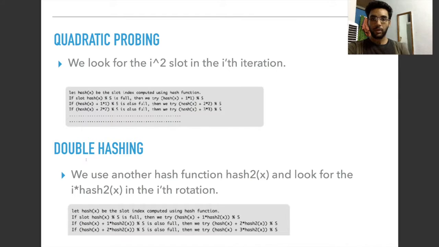In double hashing, you maintain 2 hash functions, hash 1 and hash 2. So hash 1 is basically the default hash function that you use. If by hash 1 you experience a collision, you try i times hash 2 in the ith iteration. So basically let hash x be the slot index computed using the hash function. If hash x is full, we try hash x plus 1 times hash 2 of x. If even that is full, we try hash x plus 2 times hash 2 of x. If even that is full, hash x plus 3 times hash 2 of x, and so on.